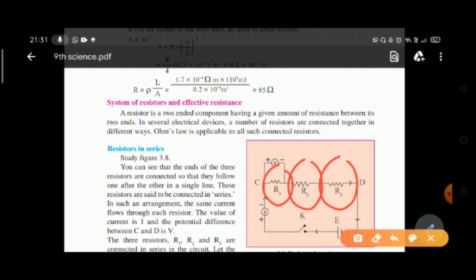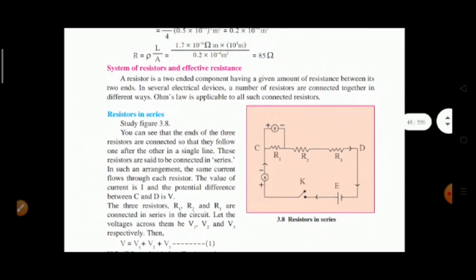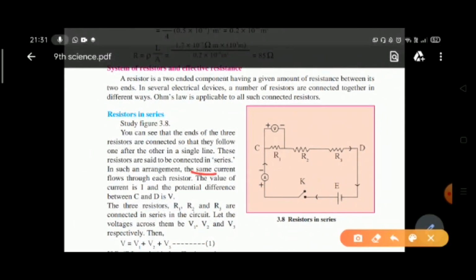So R1, R2 and R3. Whenever you see this type of design of resistances, this is called resistance in series. These resistors are said to be connected in series. In such an arrangement, the same current flows through each resistor. You can see here what is written: the same current flows through each resistor. The value of the current is I and the potential difference is V.